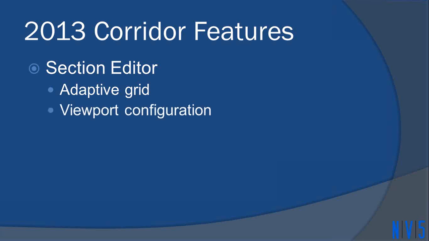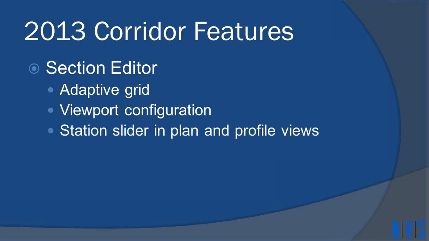We'll also see that there are now some viewport configuration capabilities where I can set up multiple viewports and assign views to be plan, profile, or section. And along with that, they have what's called a station slider, which will show me where my section is in the plan view and the profile view, but I can actually grip edit those and adjust what section I'm working at by sliding them back and forth in either the plan view or the profile view. So that's a real neat tool for getting to where I need to be to edit.